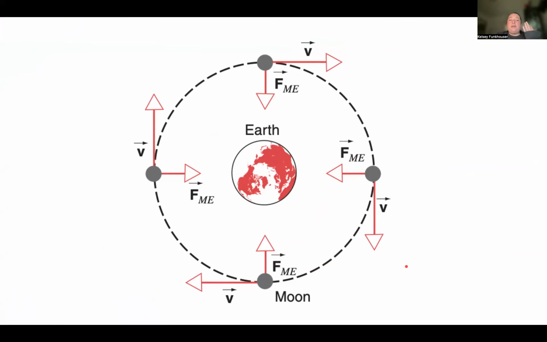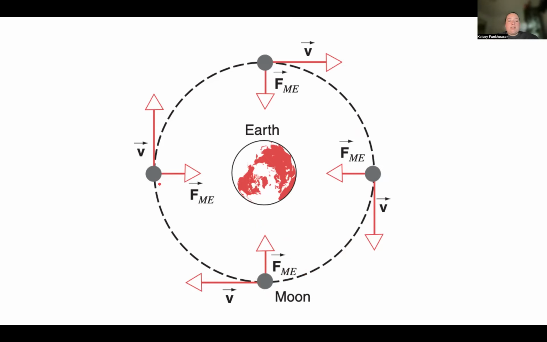So let me be specific here. The force always points towards the center of the Earth, which is the center of the circle of the moon's circular orbit around the Earth. And a force that always points toward the center of a circle is called the centripetal force, which means center seeking. And there are no other forces acting here, so the acceleration must also point toward the center of the circle. This is referred to as centripetal acceleration.